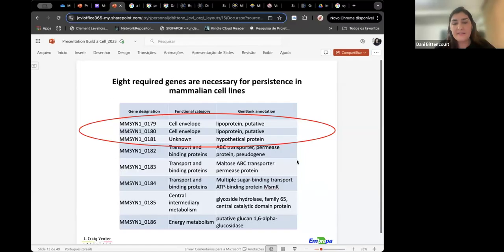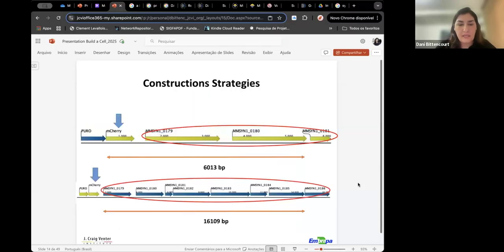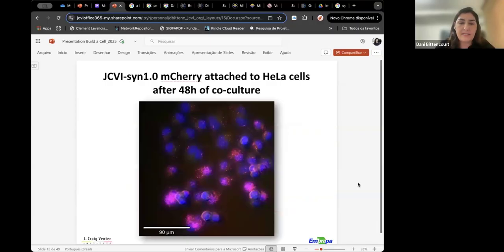So we said, okay, these might be our candidates, and probably they are responsible for this. And well, we decided then to make different constructions, one only with the cluster with the lipoproteins itself, and another construction with the full set of the 8 genes. And what we found, doing fluorescence microscopy, here we can see JCVI-syn1 and each area attached to HeLa cells after 48 hours of culture.